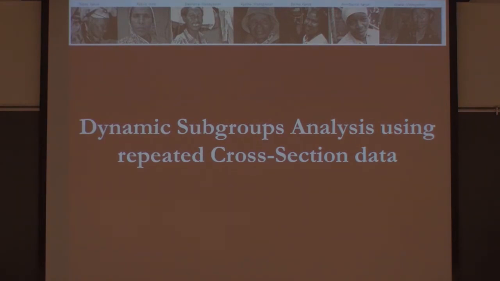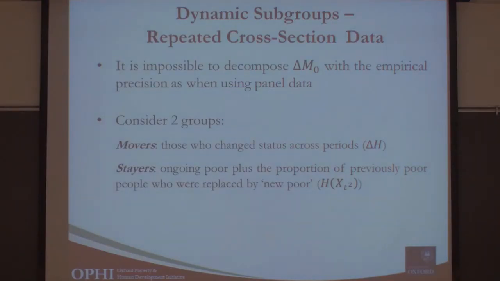Okay, what can you do with repeated cross-section data? Until I'm proven wrong, and I'm happy to be proven wrong, I hope that you do prove me wrong, but under my limited understanding, you can't decompose M0 with the same empirical precision as when you're using panel data.